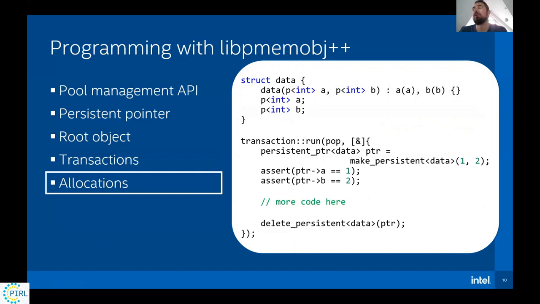We have written our own allocator from scratch. It is PMEM aware. It is designed to perform best with PMEM and keeps fragmentation issues in mind. The API looks like in this code snippet. We have a function make_persistent. The syntax is similar to std::make_shared. The allocation must be called inside a transaction scope. There is also a delete_persistent function which deallocates memory.